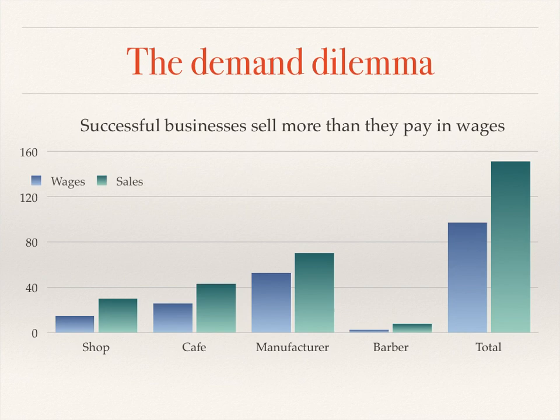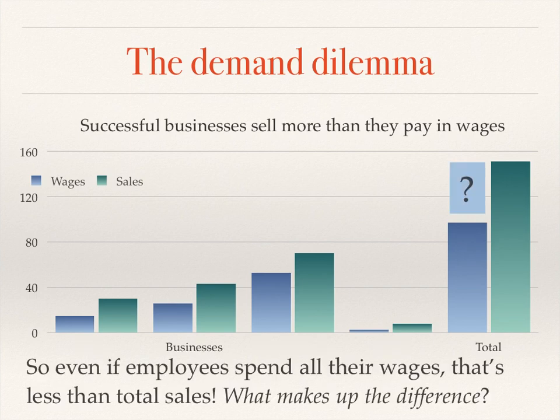So that seems straightforward enough, and we could do that for the whole economy, right, as I've done on this slide. And we see that wages are less than sales. But this raises a very interesting question. If the total amount that all of the businesses pay out in wages is less than the total amount that is sold, what makes up the gap, right? There's this gap between the total wages and the total sales, and somehow it has to get filled in.